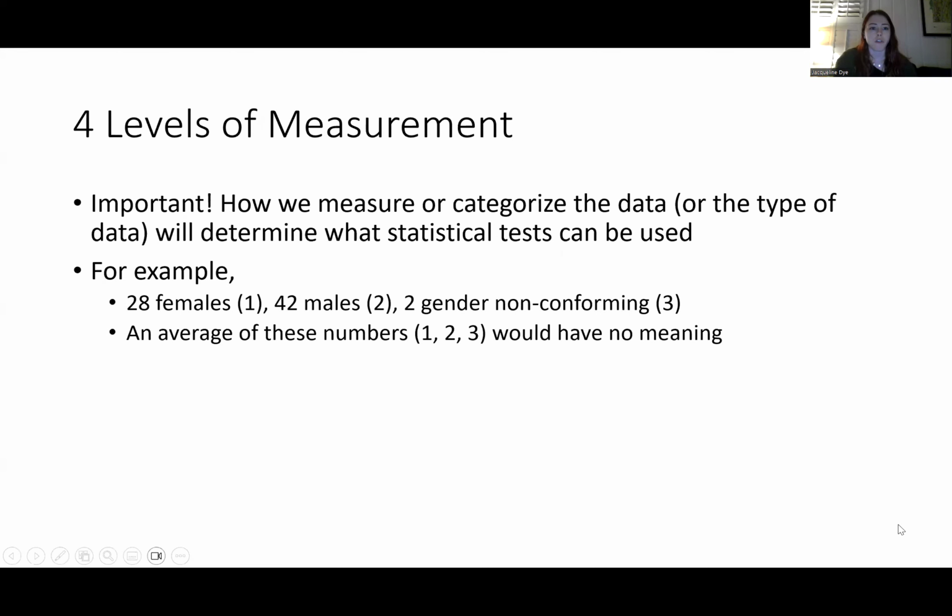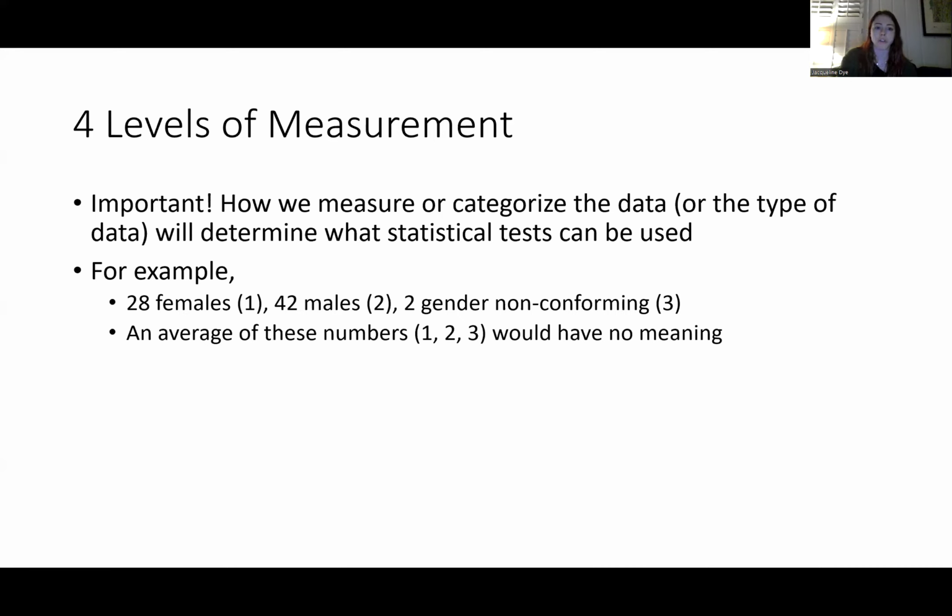So just to start off, there's 4 levels of measurement, and it's very important to know when you have your data, what kind of variables you have, or what level of measurement your variables are. So basically, this is how we measure or categorize the data. And this will determine what kinds of tests we can use on the data, what kind of statistical analyses can be used.